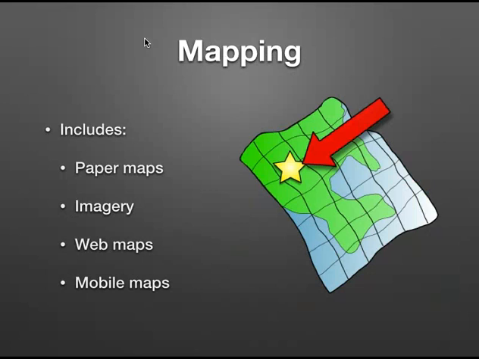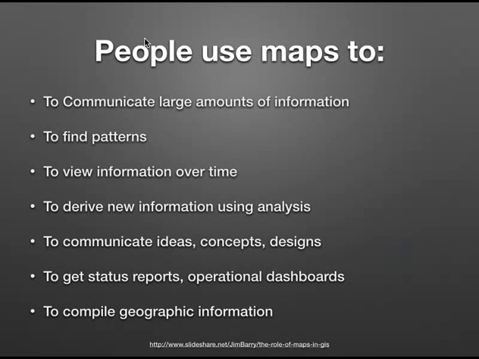Mapping encompasses a lot of areas, but we're talking about paper maps, imagery, satellite images, street views, web maps, mobile maps. This sounds basic, but it's good to go over what people use maps for. Really, it's communicating a large amount of information in a relatively small area. Just like a picture is worth 1,000 words, the same thing applies to a map. You can express a lot more from data and analysis through a map sometimes than you can through just lists of data. We use maps to find patterns, and we'll see some examples of that.